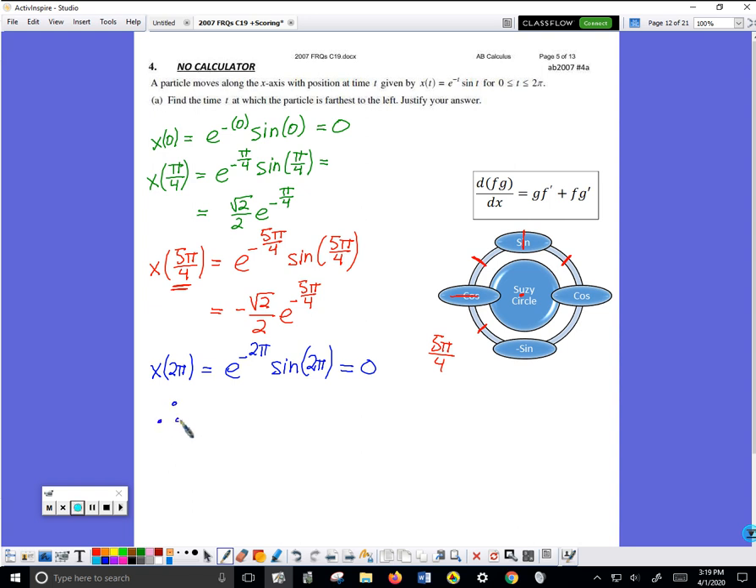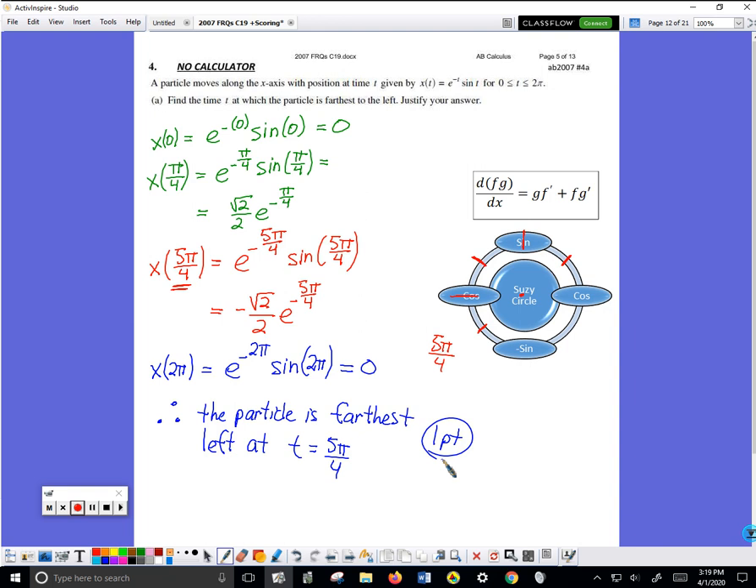Therefore, okay, read the question again carefully. Find the time at which the particle is farthest left, justify my answer. Therefore, the particle is farthest left at t equals 5 pi over 4. Okay, this conclusion is worth 1 point.